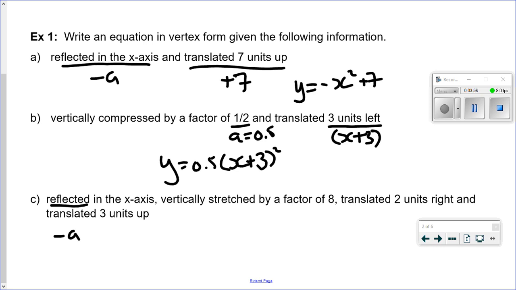And you don't actually have to write this stuff out. You can just jump right to the equation. Two units to the right, so that makes it negative, and 3 units up. Okay, so the first two I just showed how I was picking out the information from the text in order to make my equation. You are welcome to just jump right to what the equation is if you are comfortable and capable.